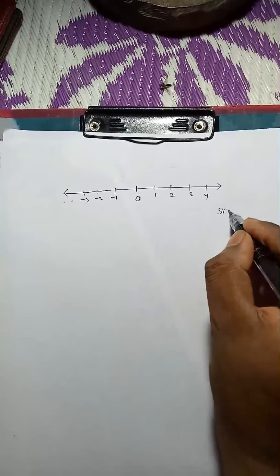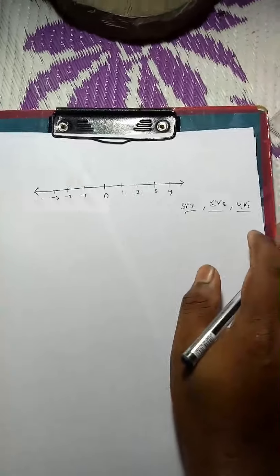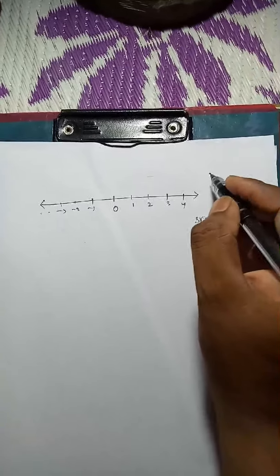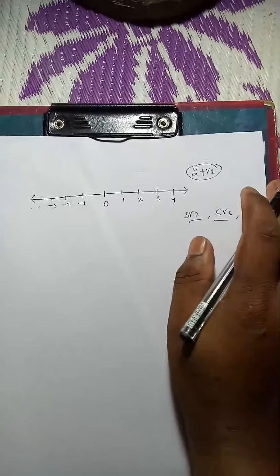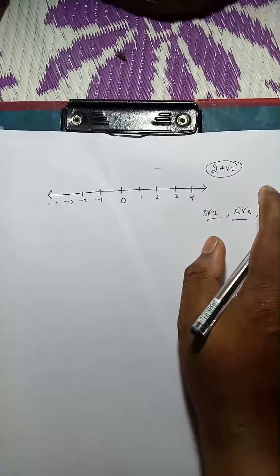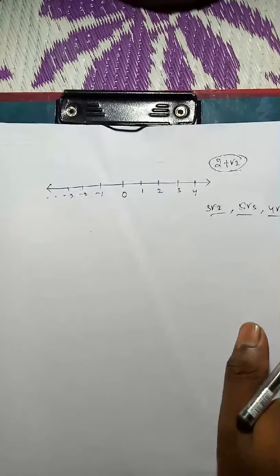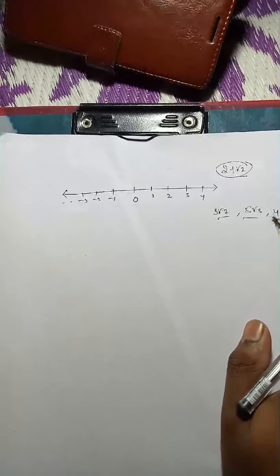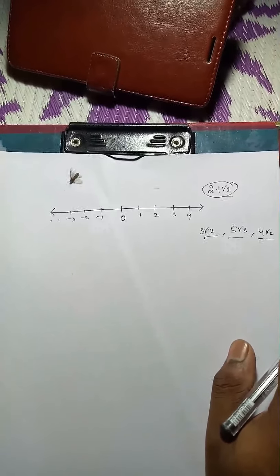For example, 3 root 2, 5 root 3, then 4 root 2, these types of numbers. How do we represent these numbers on a number line? We have already discussed in our previous classes that any irrational number added to a rational number can be represented on a number line by taking root 2 after 2. Now there is a question: how can we represent any irrational number which is multiplied with a number?